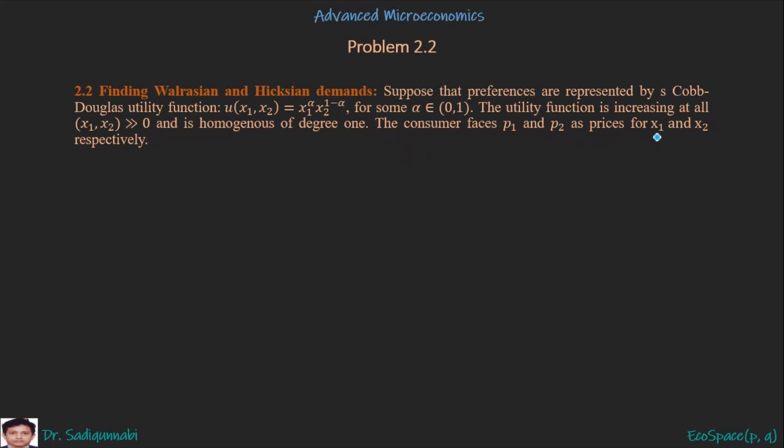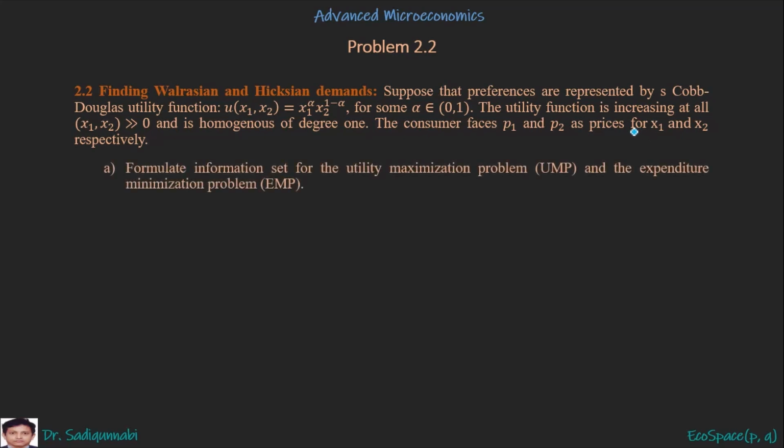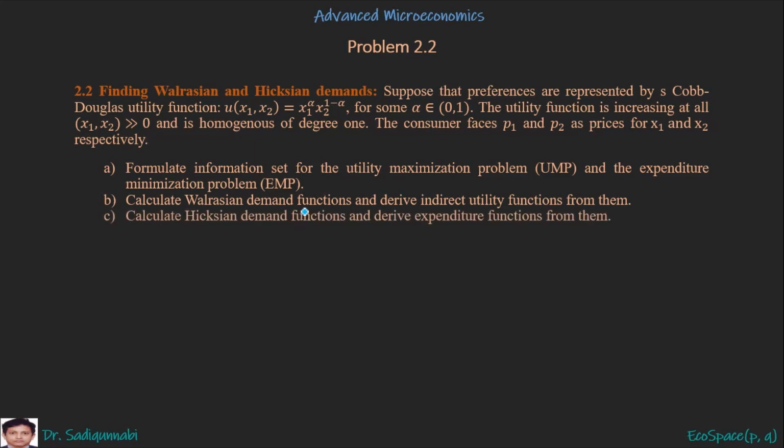Now the question is, formulate the information set for the utility maximization problem, UMP, and the expenditure minimization problem, EMP. Next question is, calculate Walrasian demand functions and derive the indirect utility function from them. Next question is, calculate Hicksian demand functions and derive expenditure functions from them.